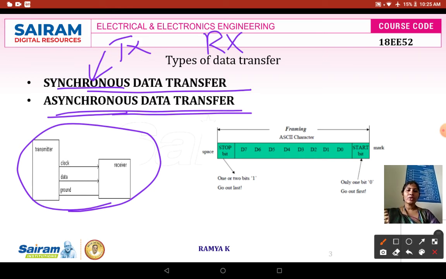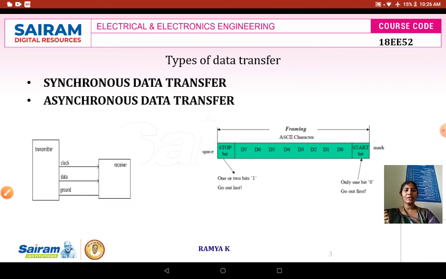So when you are transferring the data, framing is one of the important factors. It has an impact while transmitting data. It has one start bit and one stop bit, which we will discuss in detail. The next one is synchronous. Next we'll describe in depth what is meant by synchronous data transfer and what is meant by asynchronous data transfer.